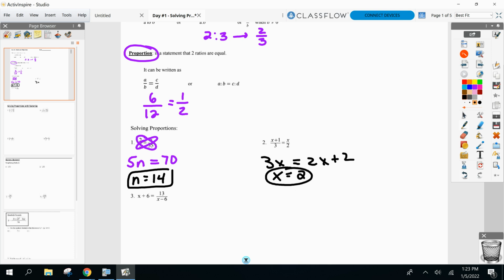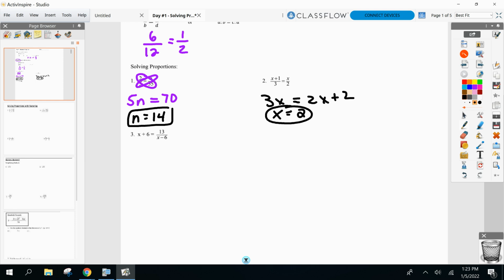Any issues? Here's where the struggle happens now. Let's go to number 3, where the cross multiplying is not as easy as it may have been in 5th grade. First of all, is this even a proportion? Is this even a ratio, x plus 6? Yeah, it is when you put it over what? There. Oh, now we're in business.